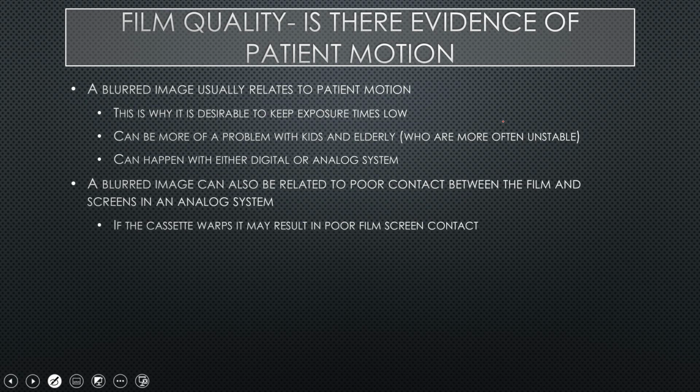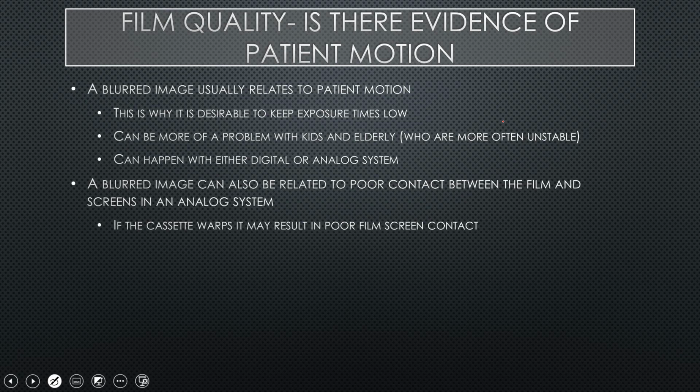So next, on film quality, is there evidence of patient motion? Usually if we think that there's patient motion going on, you would see a blurred image. So you want to make sure that exposure times are as low as you can get them. Sometimes it can be a problem with children and elderly patients, who both tend to be on the unstable or fidgety side. You can see this on either digital or analog systems. Sometimes it can be tough to avoid.